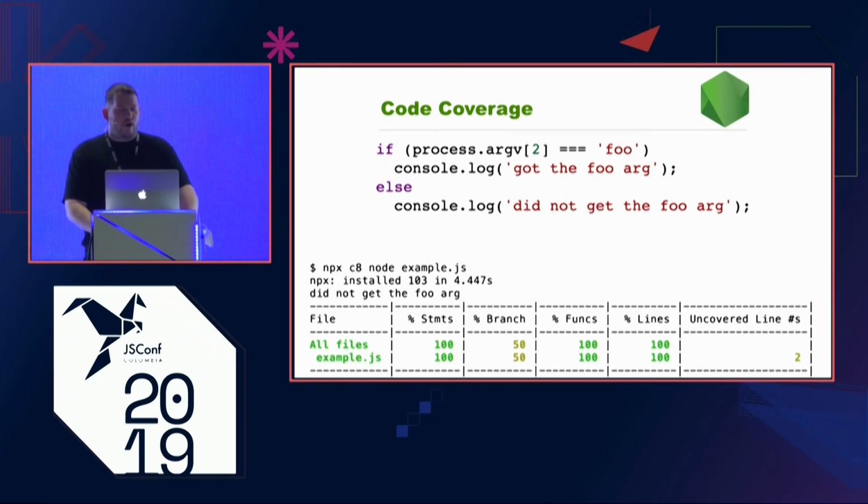But there are nice tools like c8, and right here I have an example of using c8 with npx. So it's just a one-liner running this code, and you can see that because we call node example with no other arguments on the command line, the output is "did not get the foo arg," and then c8 will dump out a list of all the files, the statements, the branches, things that are covered, and things of that nature. And then there are ways that you can go in and get more detailed views. So you can pull up a file and look line by line and see where there's coverage or where things are missing.